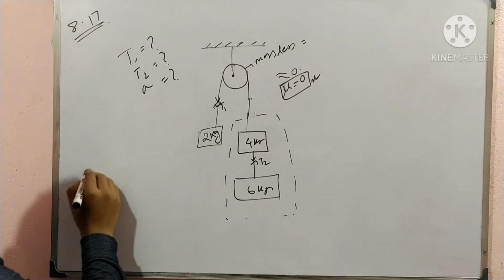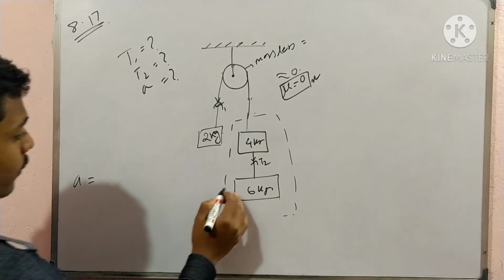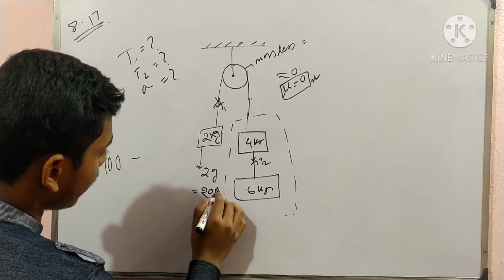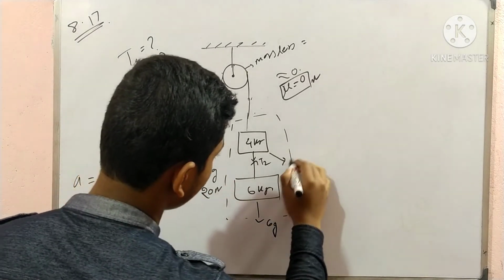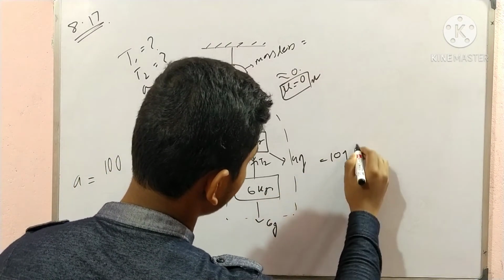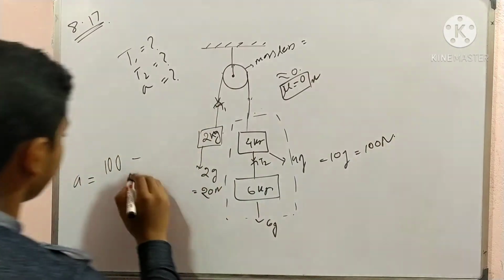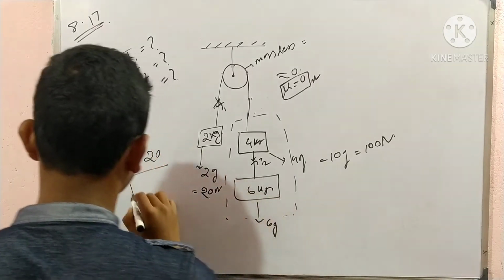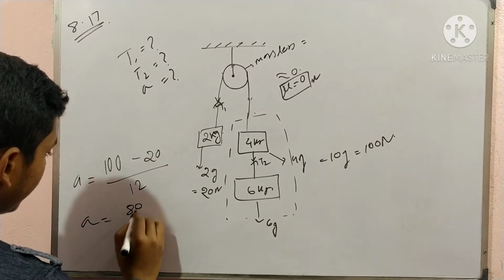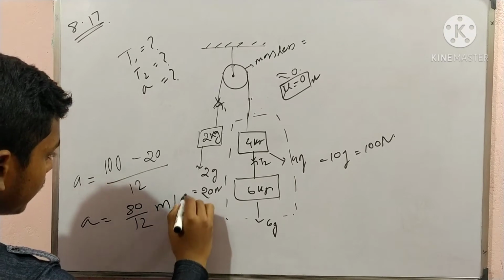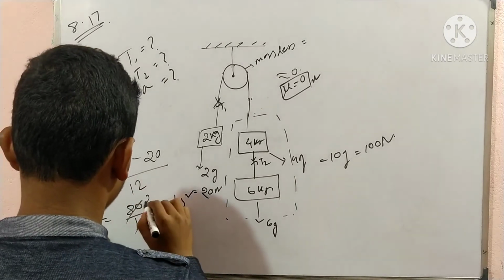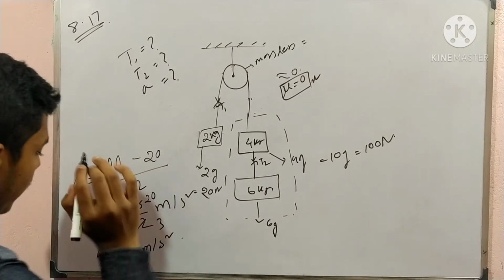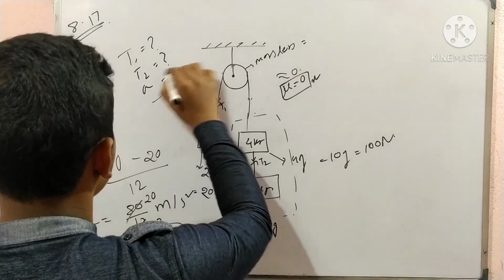we can write A is equal to total force, 100 minus 2g, meaning 20 Newton, 6g plus 4g means 10g, which is equal to 100 Newton. So 100 minus 20 upon total mass, which is 12. A is equal to 80 by 12 meter per second square, that is 20 by 3. A is equal to 20 by 3 meter per second square. That is our acceleration.